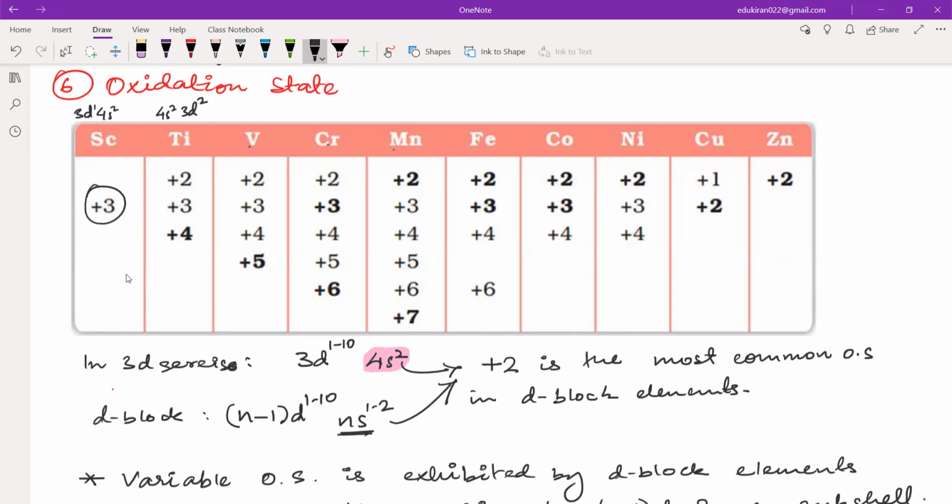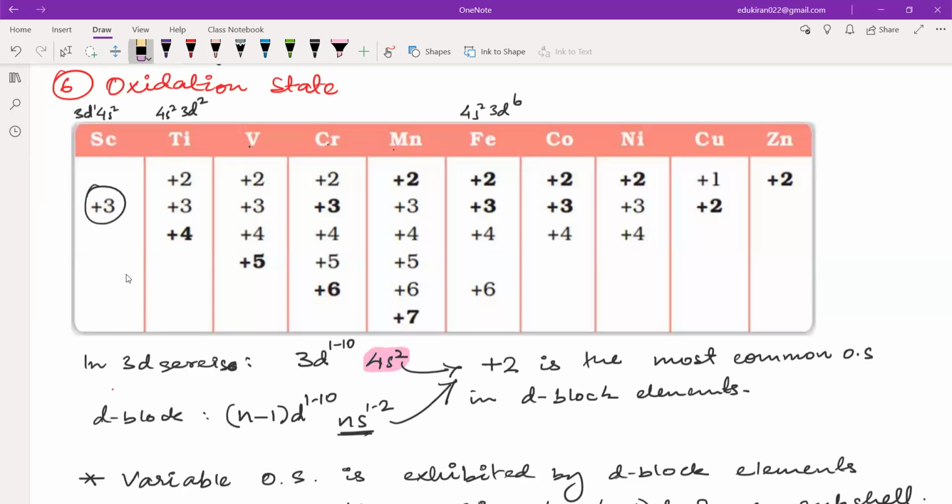Now when I go to iron, it has 4s2 3d6. Scandium 1, 2; here we have 21, 22, 23. So this will be 3d6. So here, how many valence electrons are there? 8 valence electrons are there, but we don't get +8 oxidation state from iron.